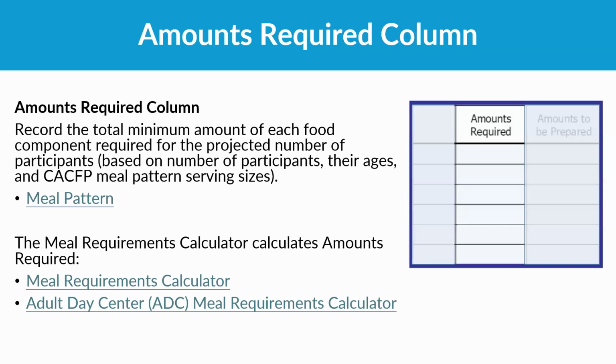Instead of doing many calculations and looking at the meal pattern and serving sizes, you can utilize the meal requirements calculator, input the number of participants in each corresponding age group, and get the number or amount in units to copy right into this amounts required column. I'm not going to spend too much time here because we've gotten really great feedback on this particular tool, the meal requirements calculator, and cooks and directors seem to find this helpful. This has been helpful overall.